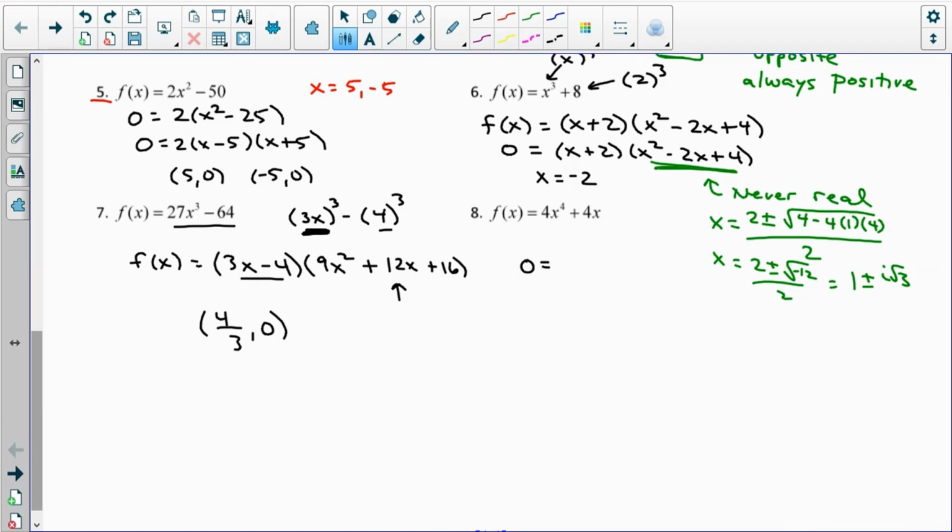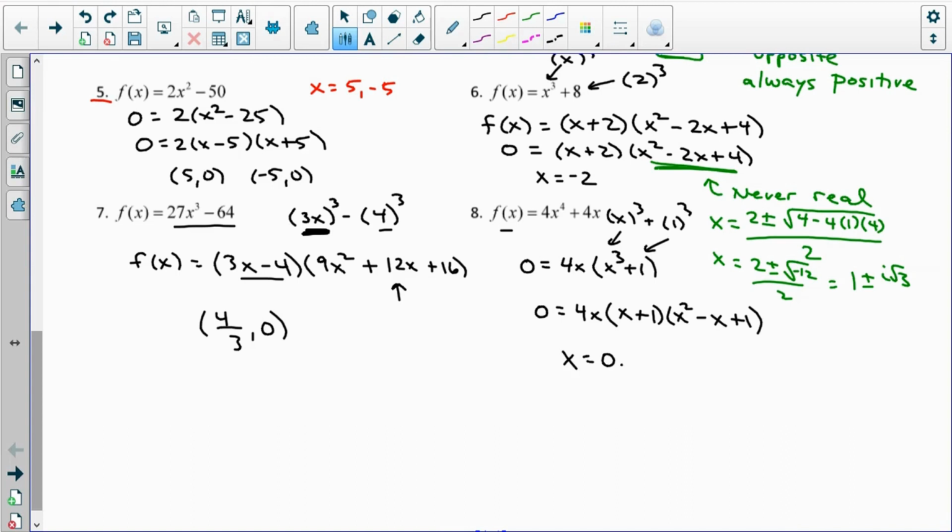Number 8, 0 equals, since I'm finding x-intercepts, I'm going to factor out a GCF. GCF is 4x, so I end up with x cubed plus 1. So 0 equals 4x times x plus 1 times x squared minus x plus 1, using same opposite always positive, because this is x being cubed and this is 1 being cubed. So I end up with x-intercepts at 0, -1, and then 2 imaginary answers. So my x-intercepts would be 0, 0, and -1, 0.